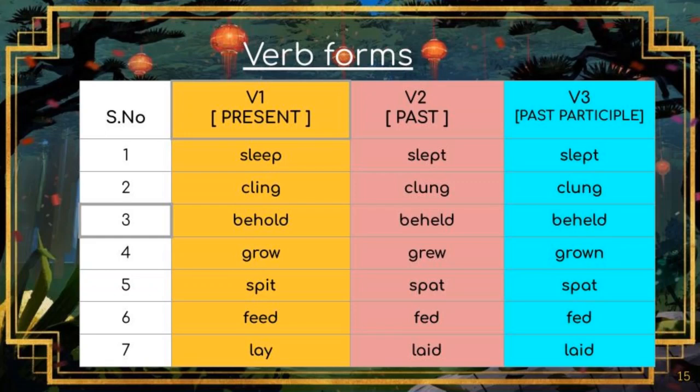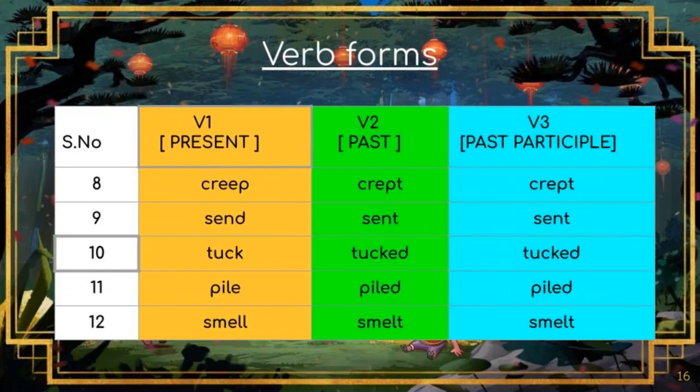Let's move to the sixth one. The present tense is feed. The past tense of feed is fed. The past participle of feed is also fed. Let's move to the seventh one. The present tense is lay. The past tense of lay is laid. The past participle is also laid. Students, let us see the eighth one. The present tense is creep. The past tense of creep is crept. The past participle of creep is also crept.